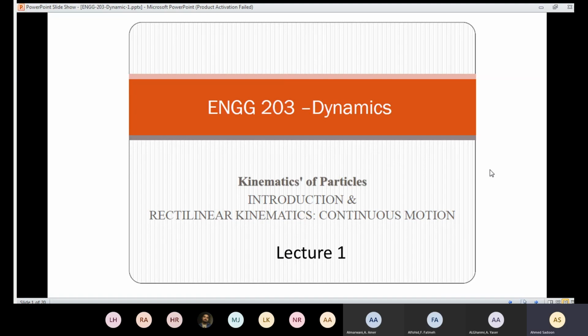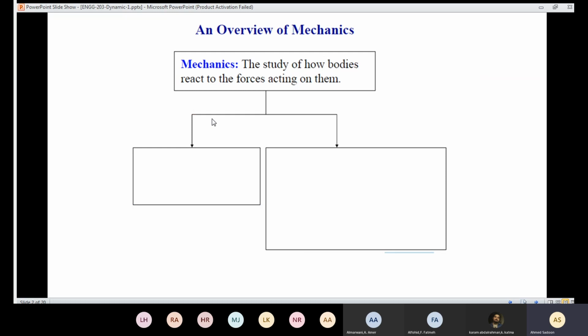Today, we are going to start the second part of this course, which is dynamics. Today, we are going to have an introduction about dynamics, and also we are going to talk about rectilinear kinematics, and we are going to talk about continuous motion. So remember the mechanics in the first lecture in this course.